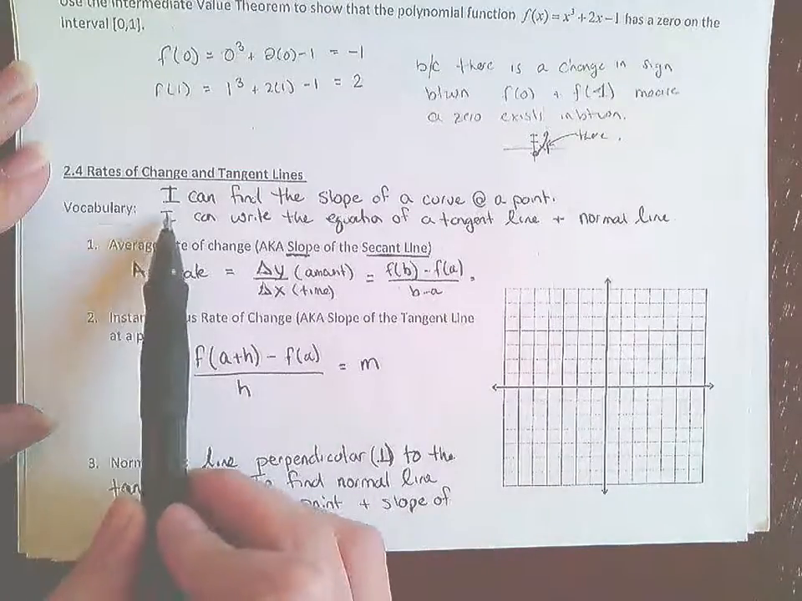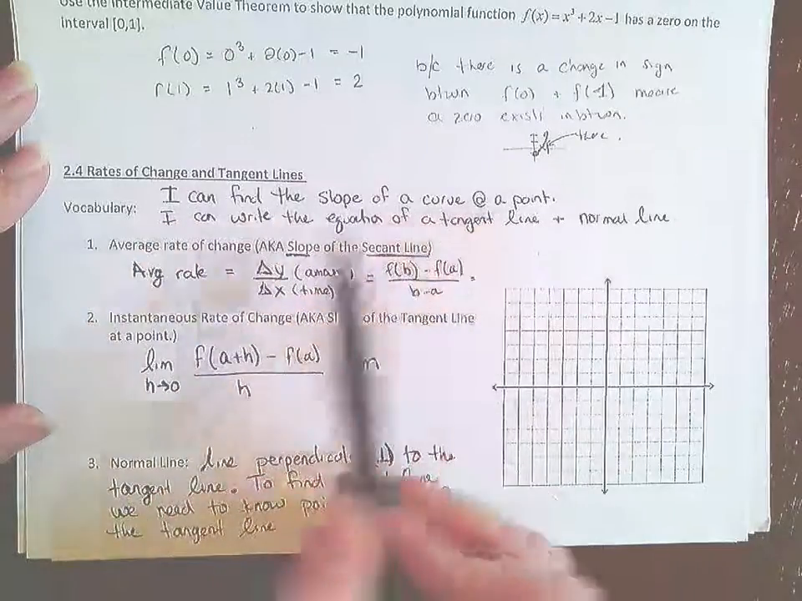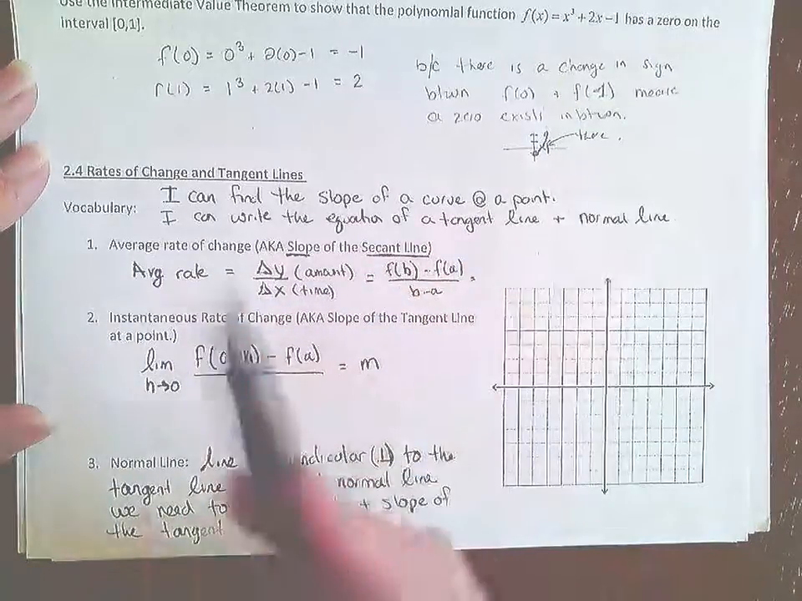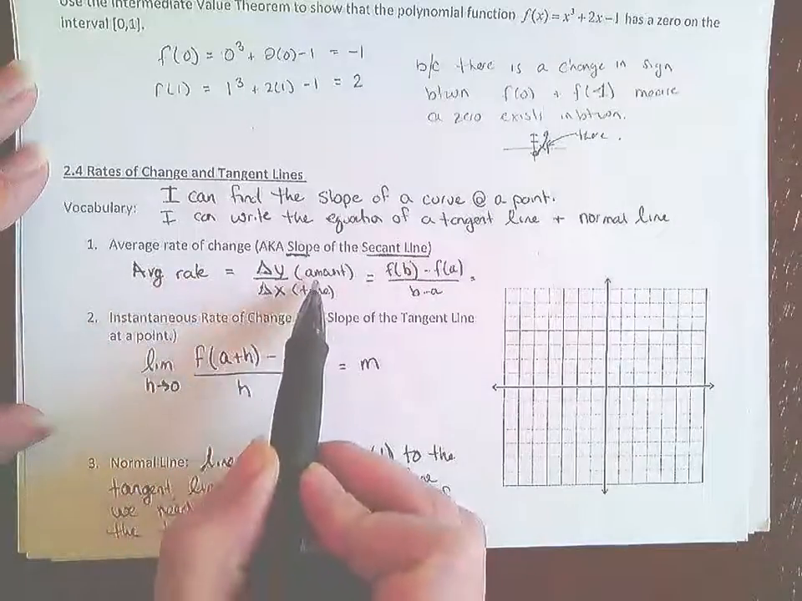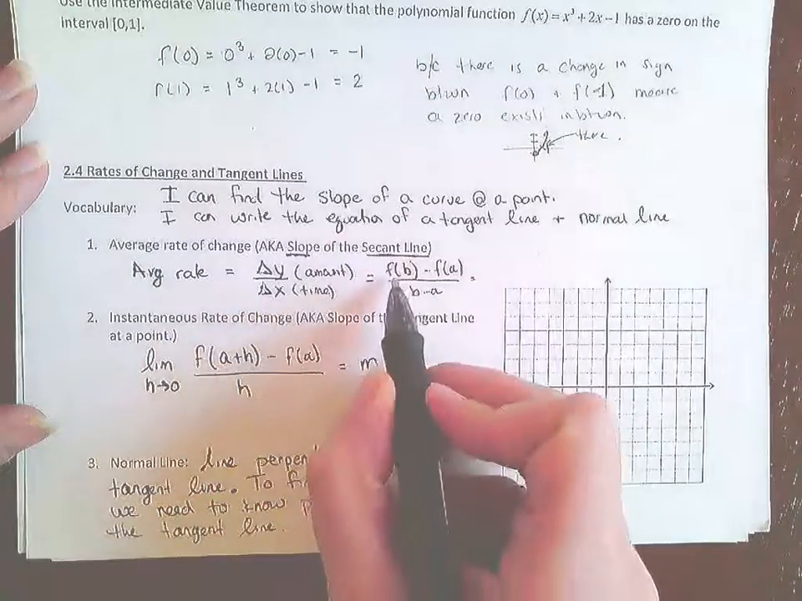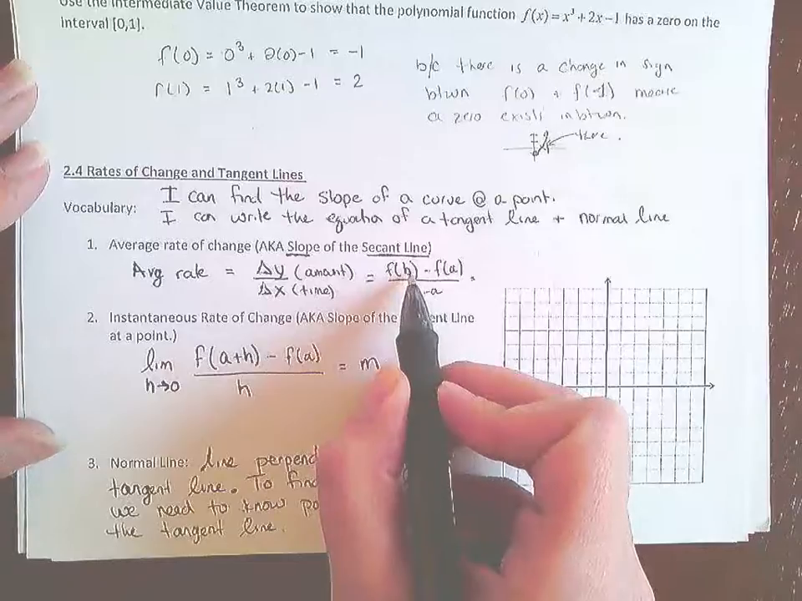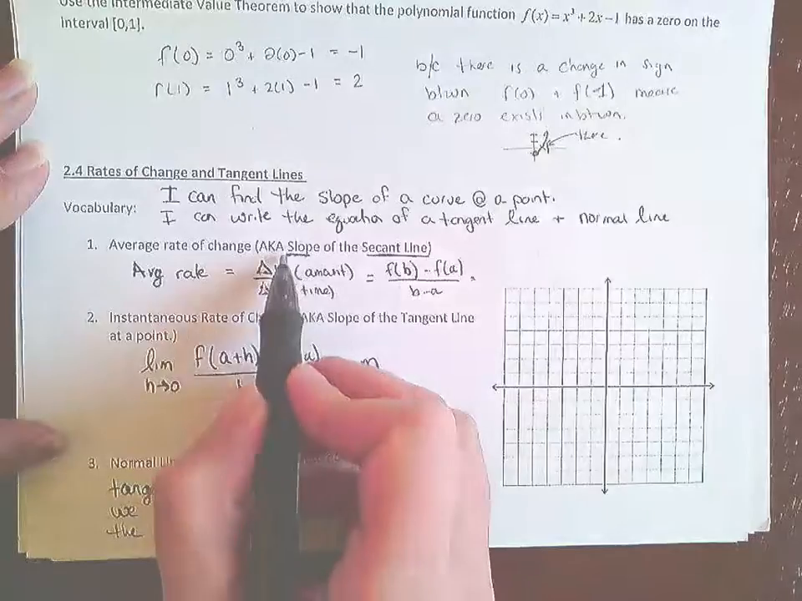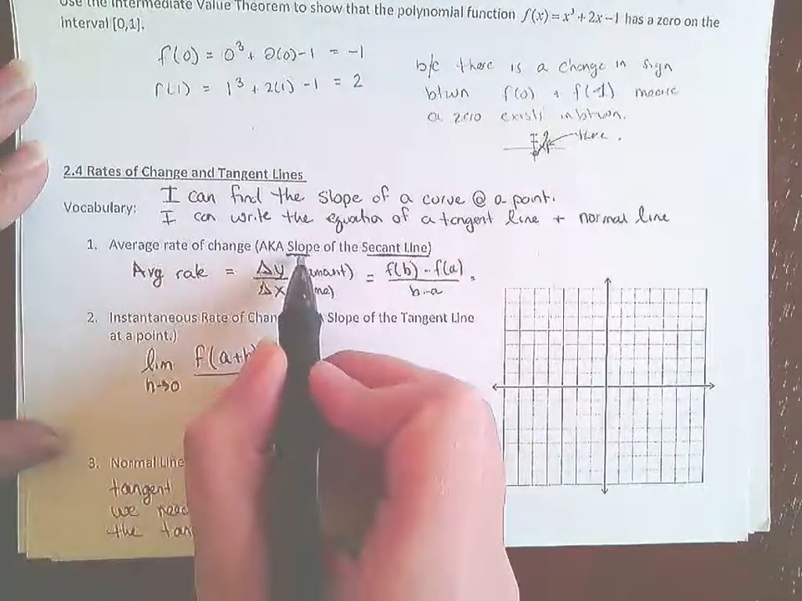So after this section, we're going to be able to say I can find the slope of a curve at a point, and I can write the equation of a tangent line and a normal line. Now remember, the average rate of change is the change of y, so change in the amount over the change in time. We can also write it as f of b minus f of a, the final minus the initial, over the change in time.